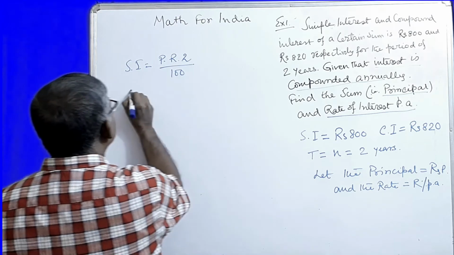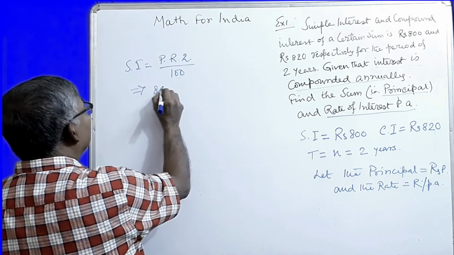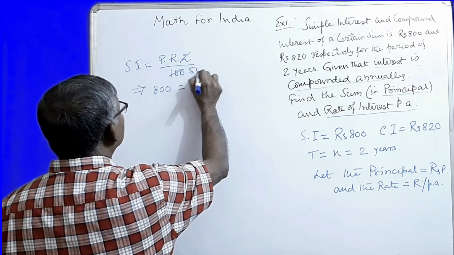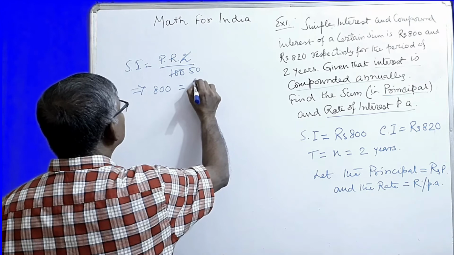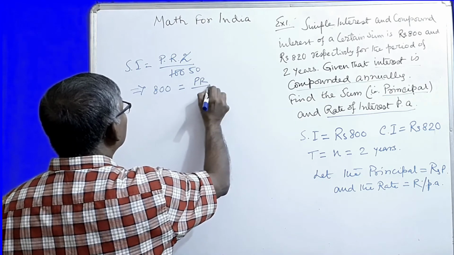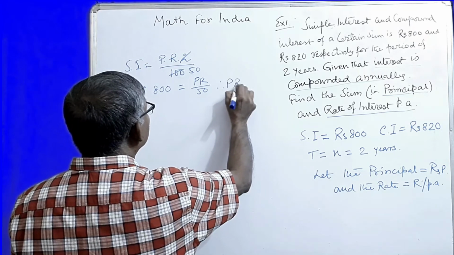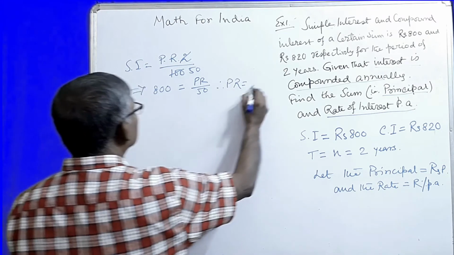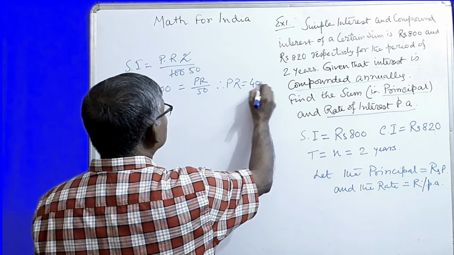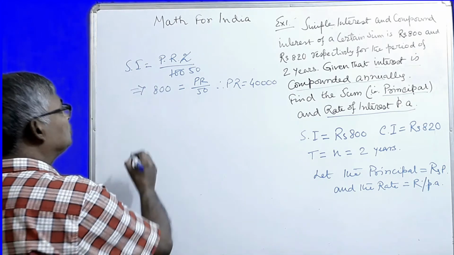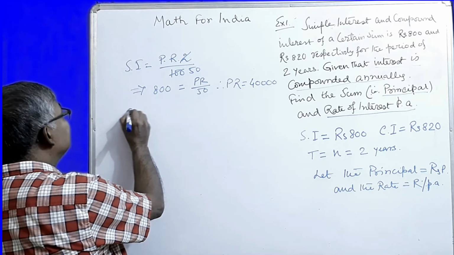This implies that 800 equal to PR by 50. Therefore PR equal to 40,000. Now what is CI?